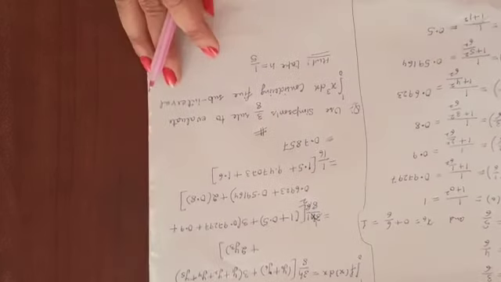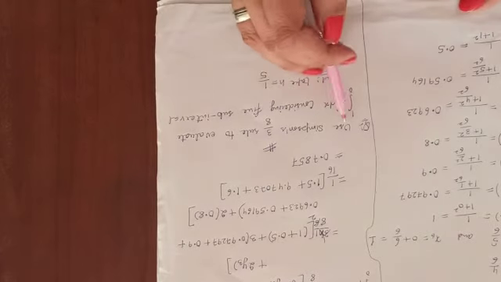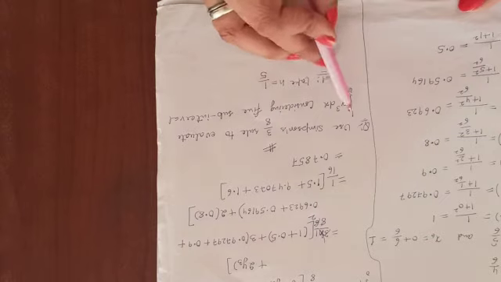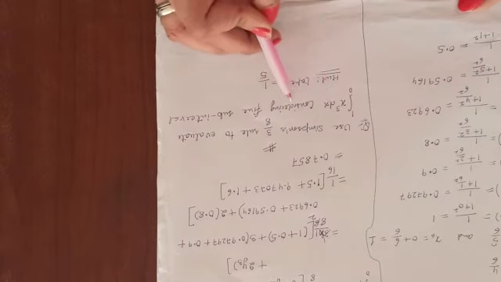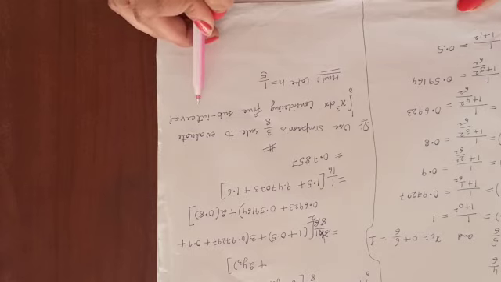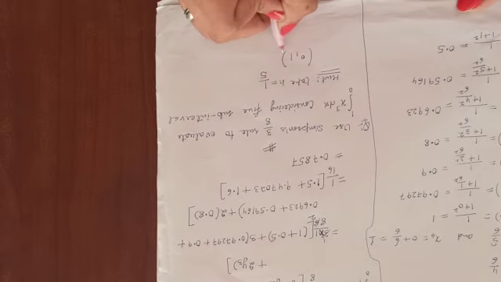Now I'll give you one question as your homework, or you may say assignment. You have to use Simpson's 3 by 8 rule to evaluate the integration from 0 to 1 of x cube dx, considering 5 subintervals. So we have to break the interval 0, 1 into 5 subintervals. So what we will do? We will take h equal to 1 by 5.